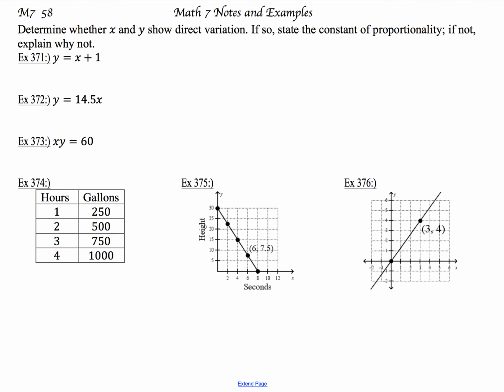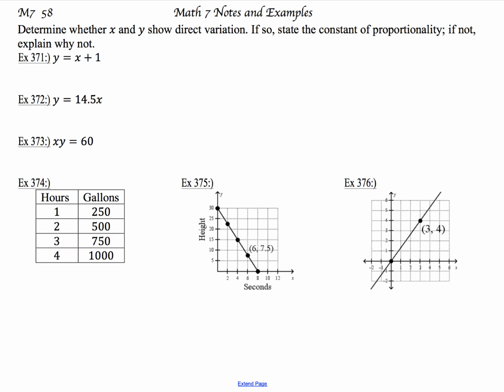Determine whether x and y show direct variation. If so, state the constant of proportionality. If not, explain why not. First example, y equals x plus 1. Now, something we talked about in the last video is you've got to be able to get it in the form y equals kx, y equals a number times x, to make sure it's direct variation. You can also check some other things that we know about proportional relations. It would have to go through the point 0, 0, which we can try and see if it works. So explaining two ways.